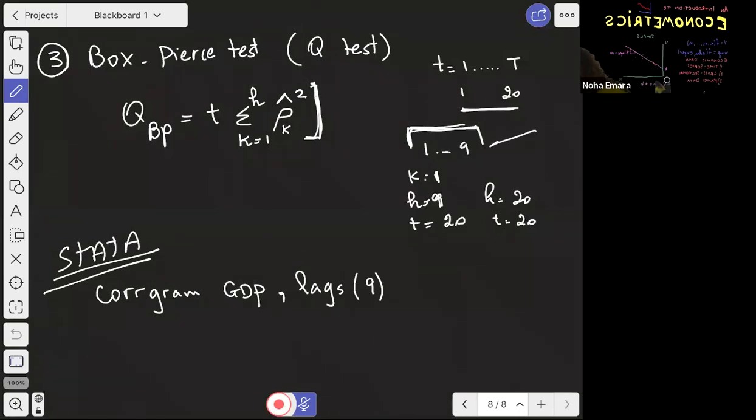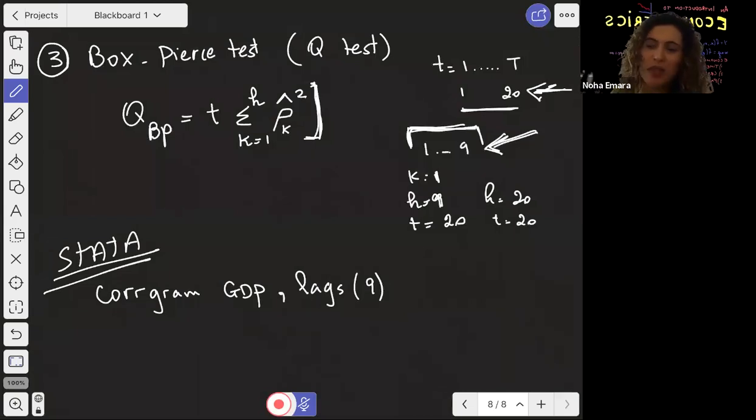Suppose that I have 20 here. I know my data set is 20, but I actually want to analyze only 9. This is just an example. You don't have to analyze always 9. I'm just giving you an example that you can perform it on the 9 lags. I really don't care about the last 20 years, but I really care about whether there is any strong autocorrelation with the last 9 years. We can do it for the last 10 years and so on.